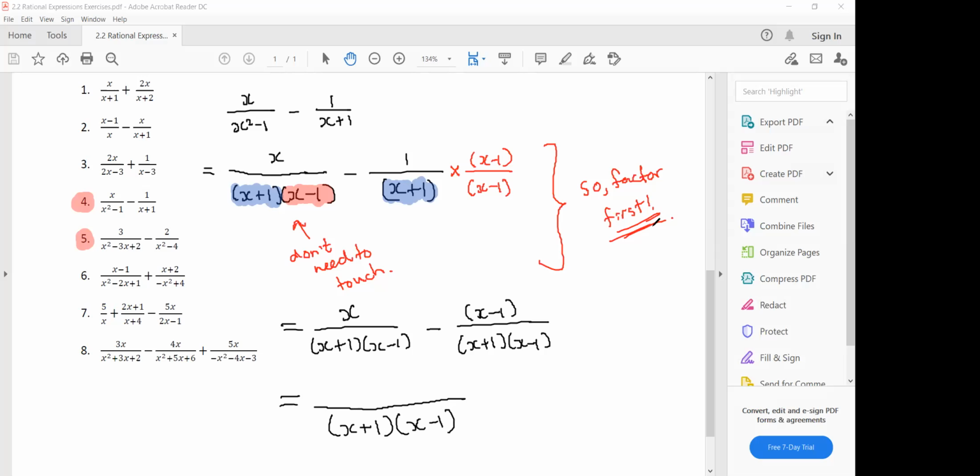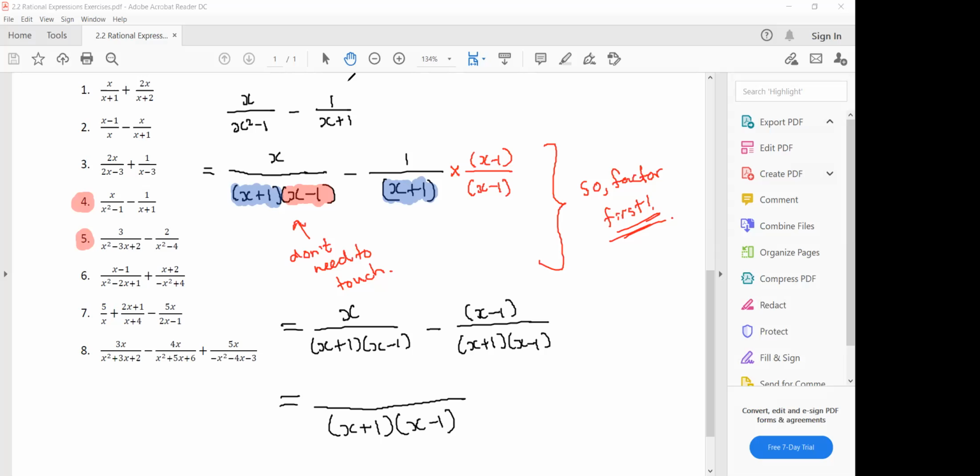Sorry, when you say that you don't need to touch the first one, is that just because the x plus 1s cancel each other out? Not cancel. Remember, the whole goal is to have the two denominators equal each other, right? Like if I have 2 over 3 plus 4 over 5, I want the denominators to be the same, so I turn them both into 15, right? In the same way, if I want these two denominators to be the same, well, I could just take x squared minus 1 and x plus 1 and multiply them together.